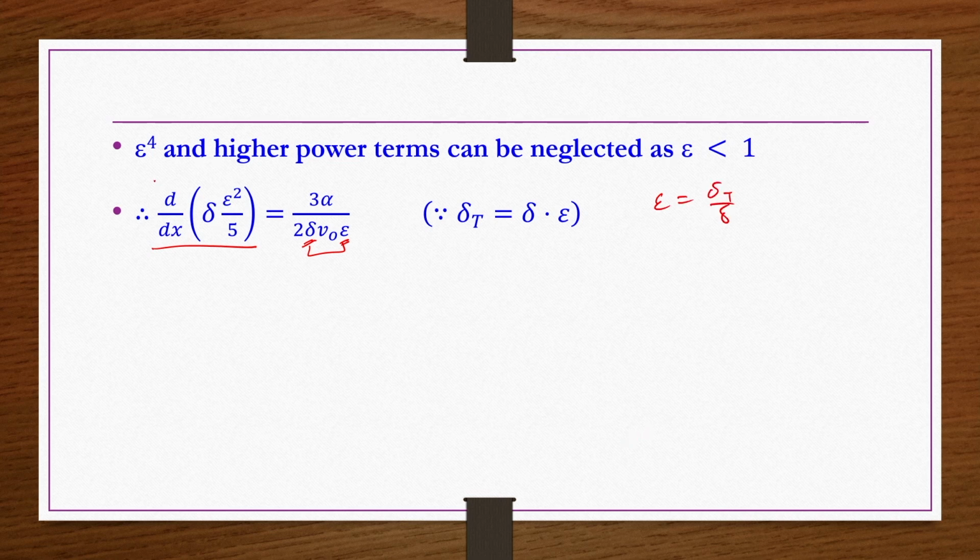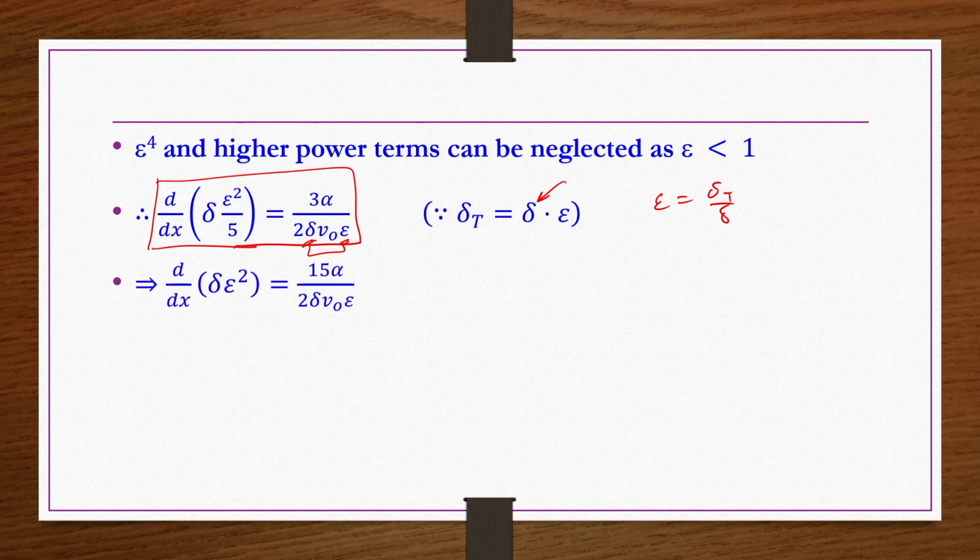So, now this is the simplified equation. So, this equation you can simplify to get delta t as function of x, because for the velocity profile whichever we have selected, what is delta is also known. We have done derivation in previous class, that we can adopt here, right. So, before that what we do, we further simplify this equation. So, this 5 I have taken to the right hand side. So, then I have 15 alpha by 2 delta v naught epsilon.